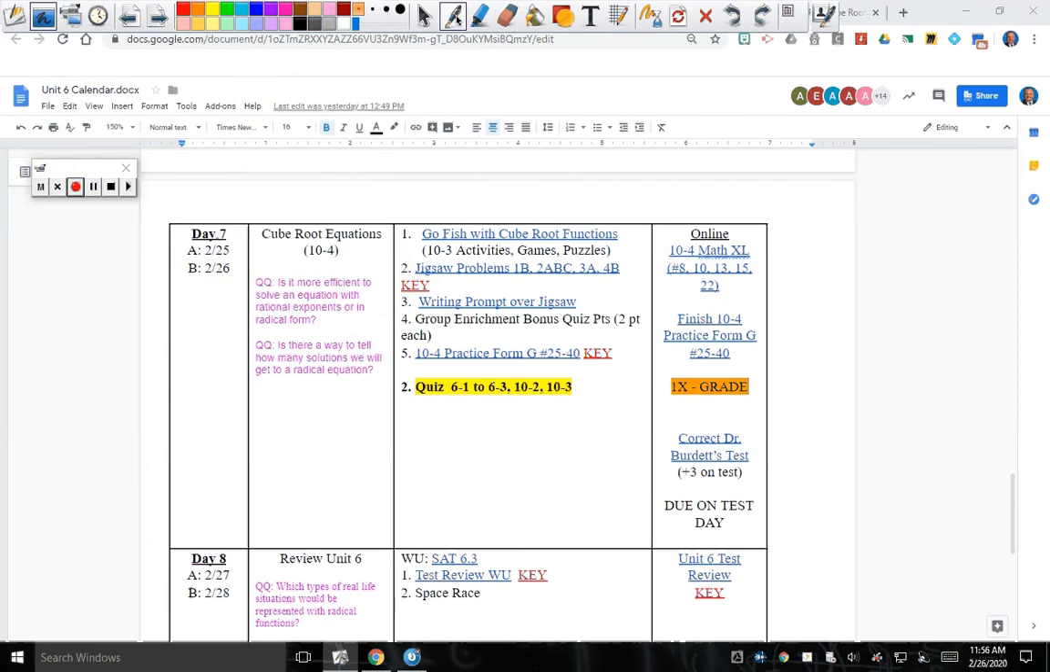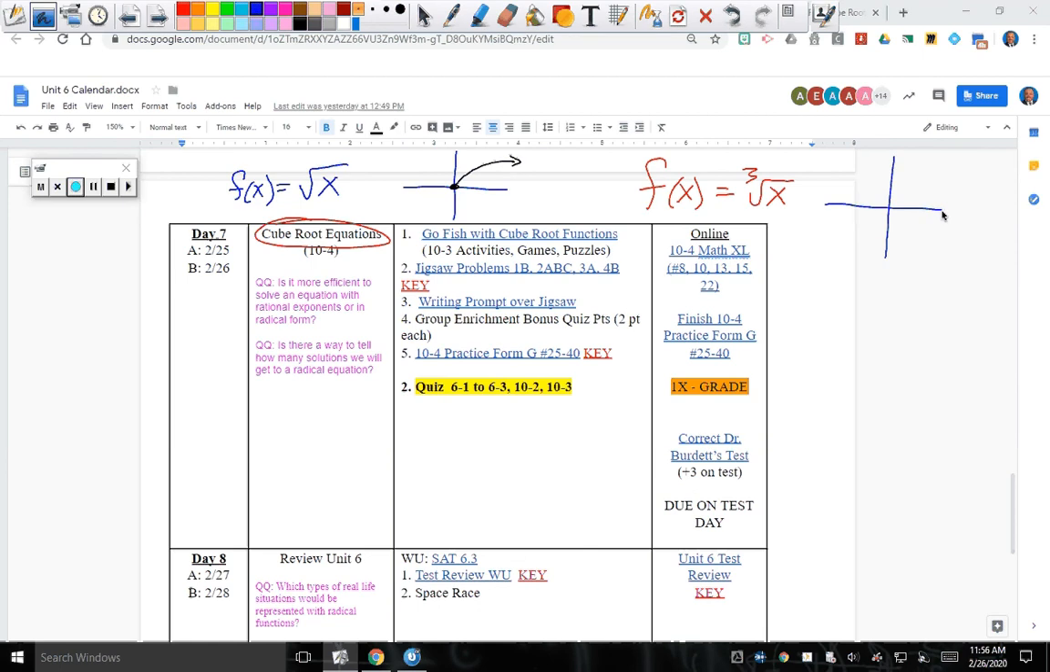Alright, so Unit 6, Day 7. We're looking at radicals, but specifically cube root equations. Okay? So before, in this unit, we know that the parent function f of x is equal to the square root of x looks like that. What we're adding to this for today is our new parent function, the cube root of x, which is going to look a certain way as well. And that one is this right here.